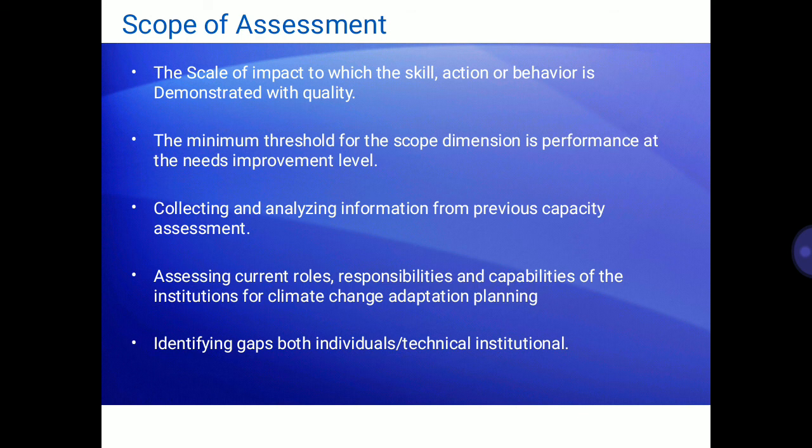The minimum threshold for the scope dimension is performance at the needs improvement level. Collecting and analyzing information from previous capacity assessment. Assessing current roles, responsibilities, and capabilities of institutions for climate change adaptation planning.